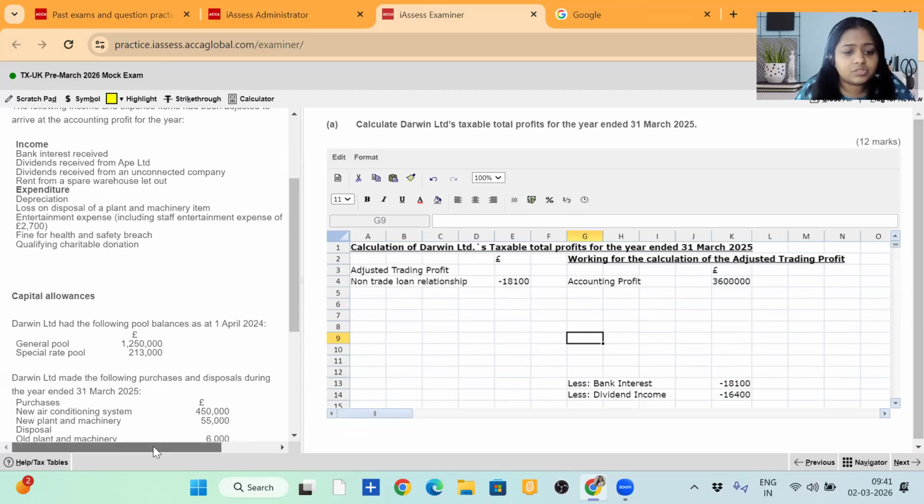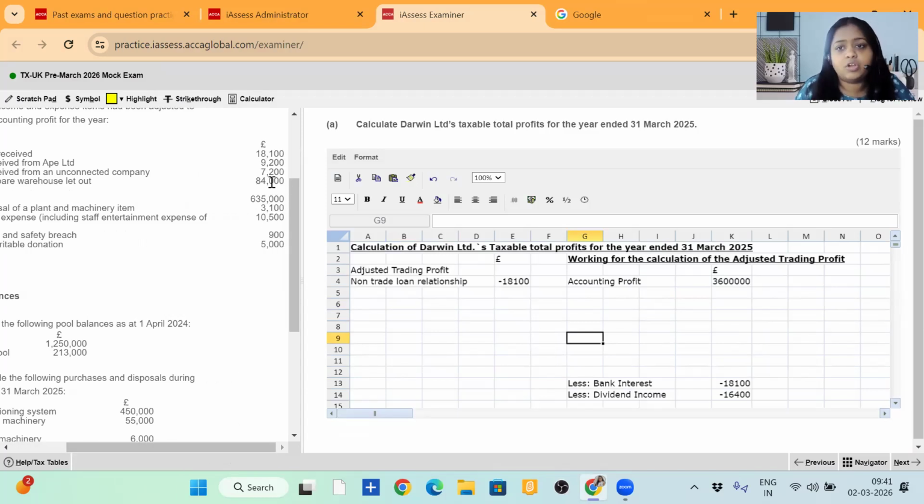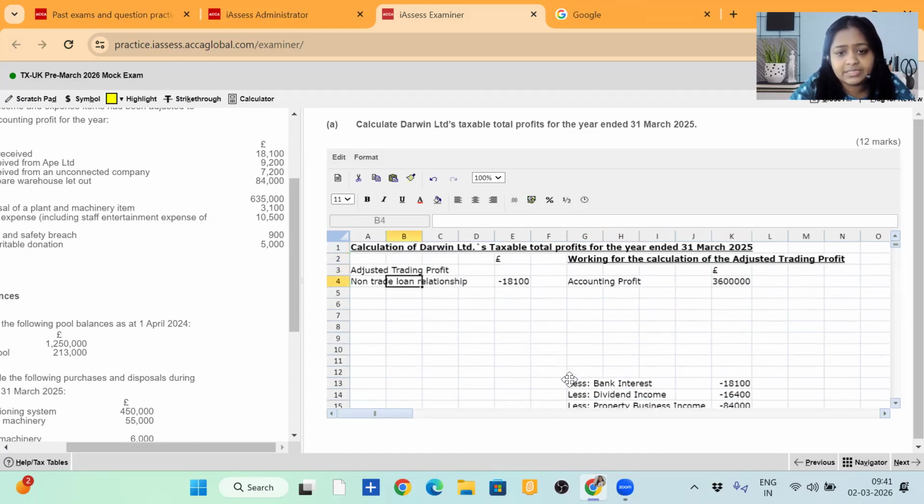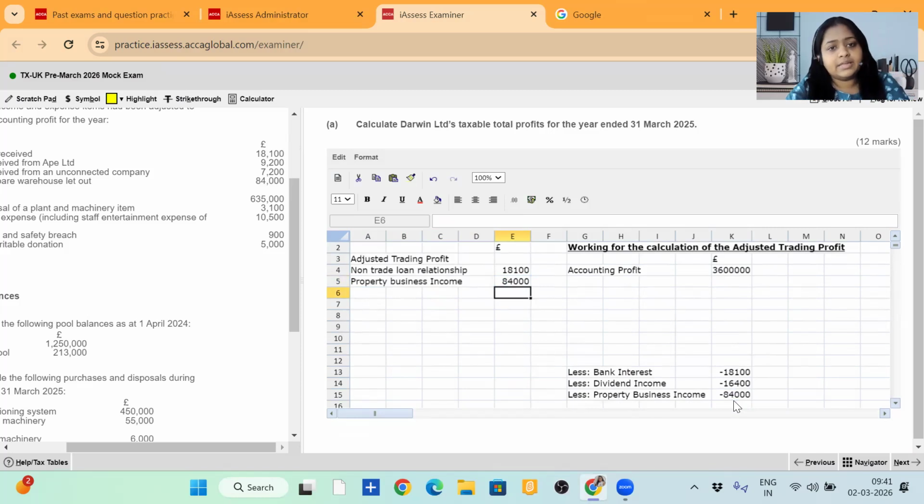Rent from a spare warehouse. That is a property business income. It will also not be part of this. So here again, I will reduce property business income, which is 84,000. So that I will reduce from here. And at the same time, I know I will add it here. Property business income. Done. So we are doing it parallelly.